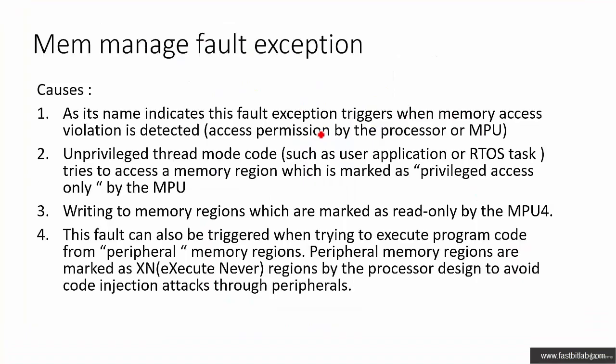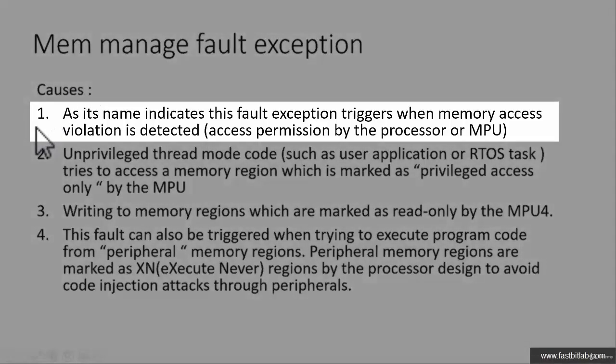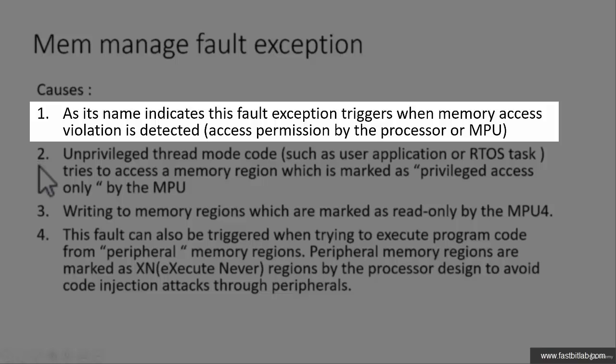Let's move forward. Let's understand some of the causes of a mem-manage fault exception. The number one reason, as its name indicates, this fault exception triggers when memory access violation is detected. That means if your code violates access permission which is set by the processor or by the memory protection unit. If there is any violation during read and write, mem-manage fault exception will be triggered.